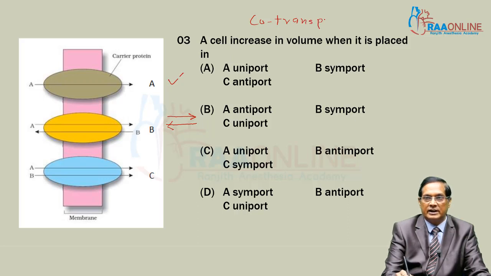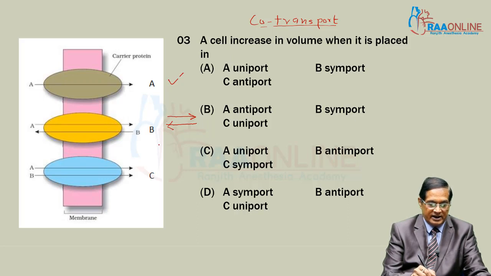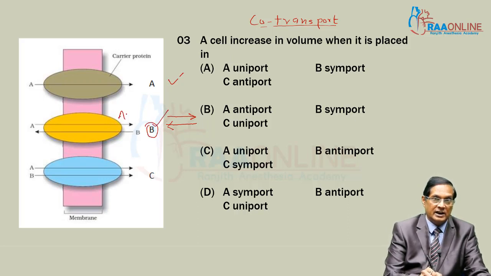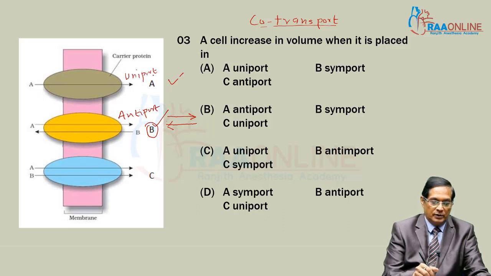Two molecules at a time can also be transported. This is called co-transport. If they are in opposite directions like this, this is antiport. For one molecule we can say uniport. But if they are in the same direction, then it is called symport.